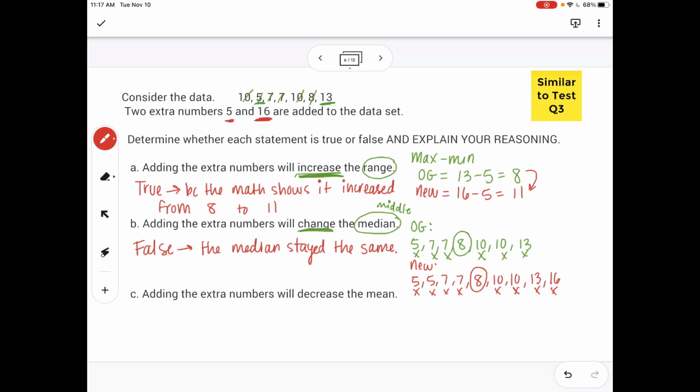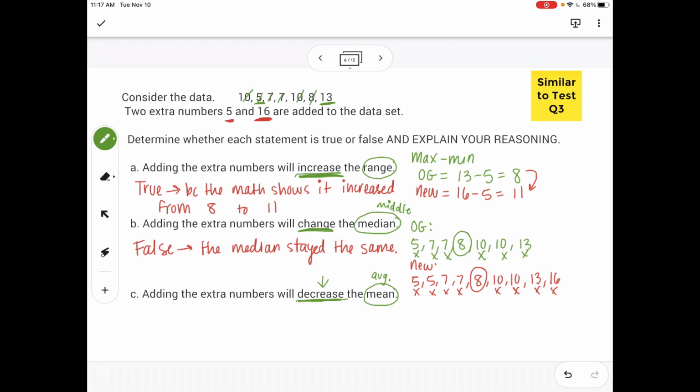Okay, so very last question. Let's move on to the very last one. It says adding the extra numbers will decrease the mean. So remember that means it'll go down. And remember, mean is the average. We find that by adding all the values and then dividing by how many there are. So we're going to have to do the math here in order to determine if it's true or false.